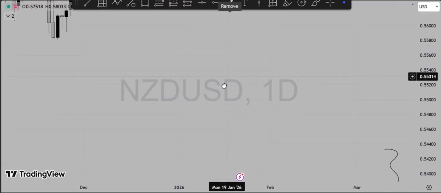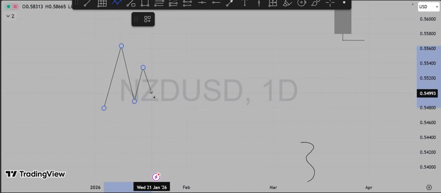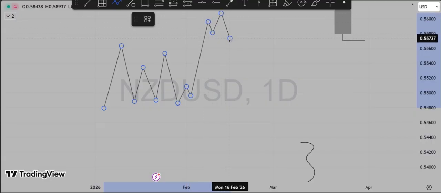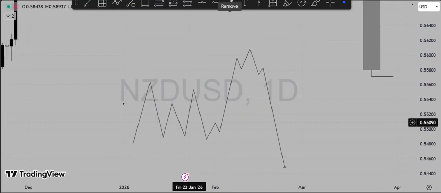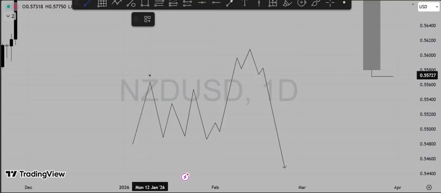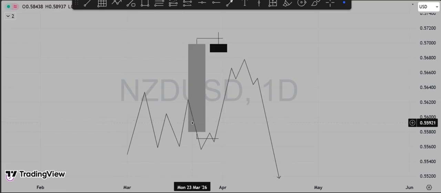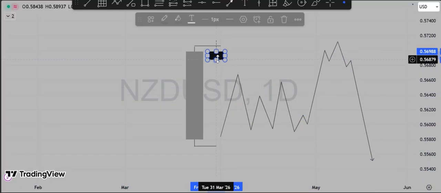Let me just get rid of that. Now we have something like this. Don't mind me, I'm just drawing lines, but it will be explained later. Let me just take this away from here.